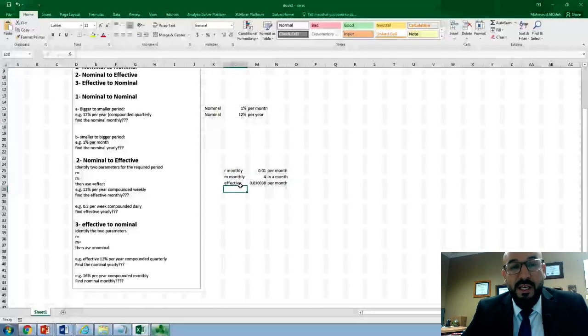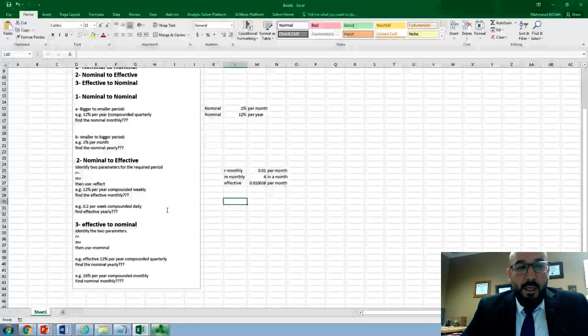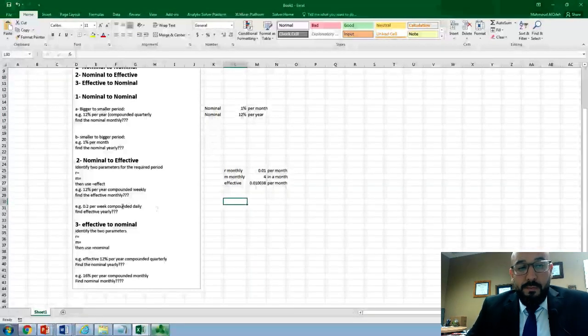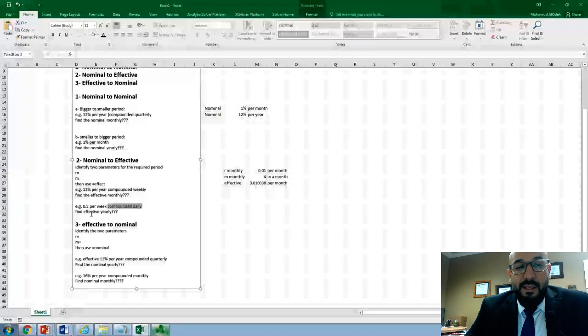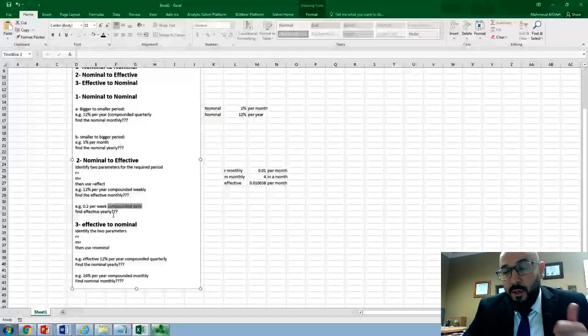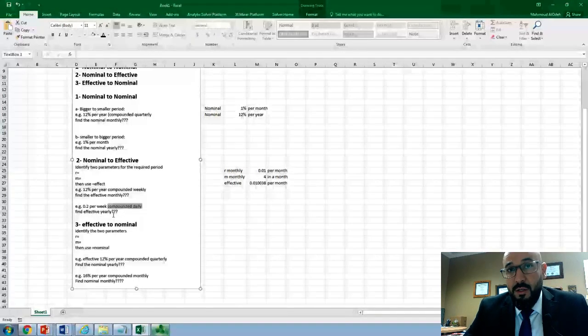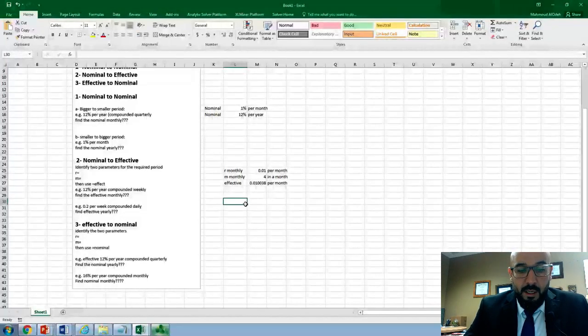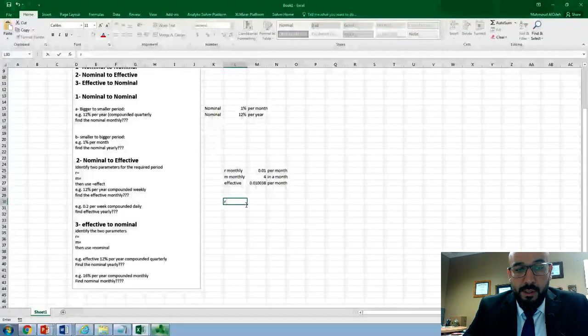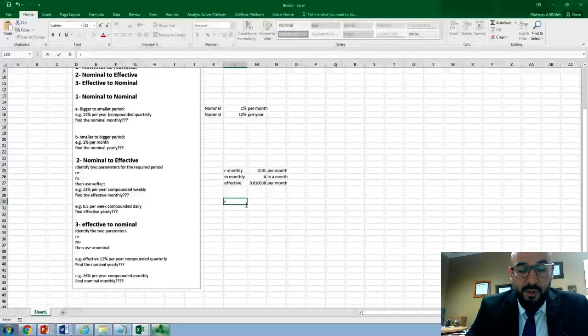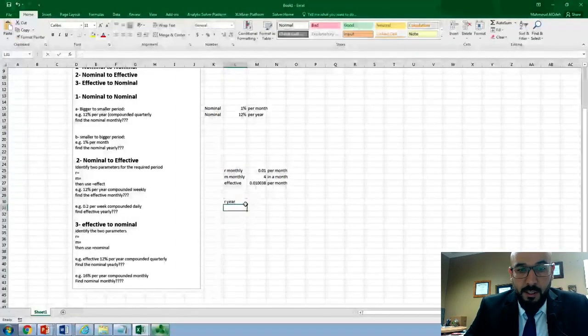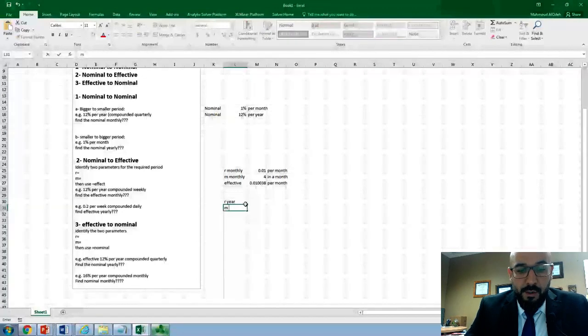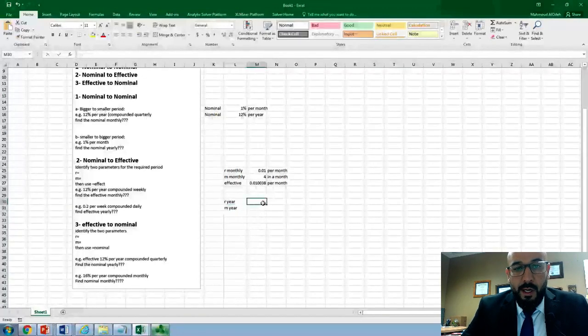All right, now let's take another example. 0.2% per week, compounded daily, find effective yearly. So first of all, you ask, this is nominal, this is not an effective, so we need to convert it into effective. So what we do, we say R, what is the required? Per year, effective yearly. So we need to find the nominal per year, and we need to find M per year.